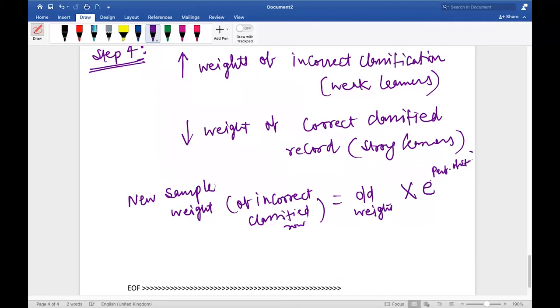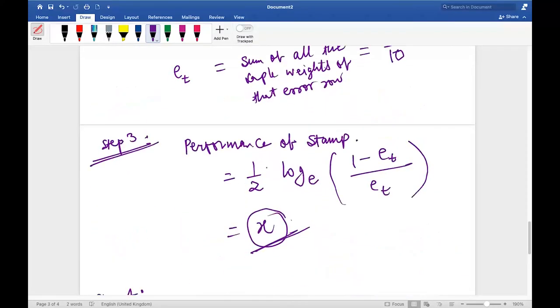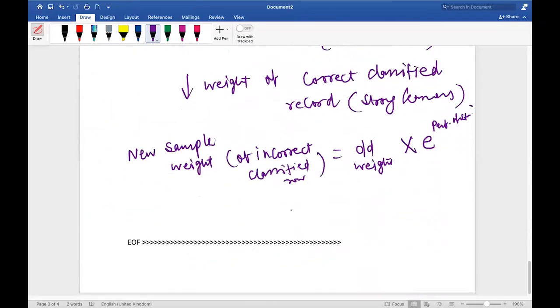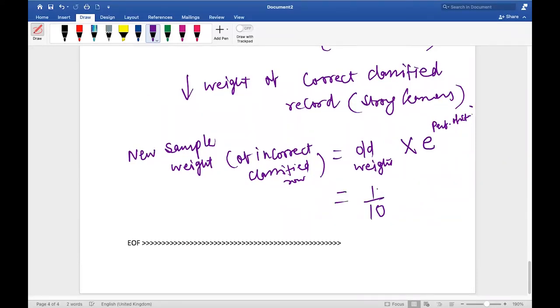So in this case, what is the performance of the stump? X. So if my old weight was 1 by 10, which was for all the rows, what is the new weight for incorrect classification? 1 by 10 into e raised to power X. Understood?